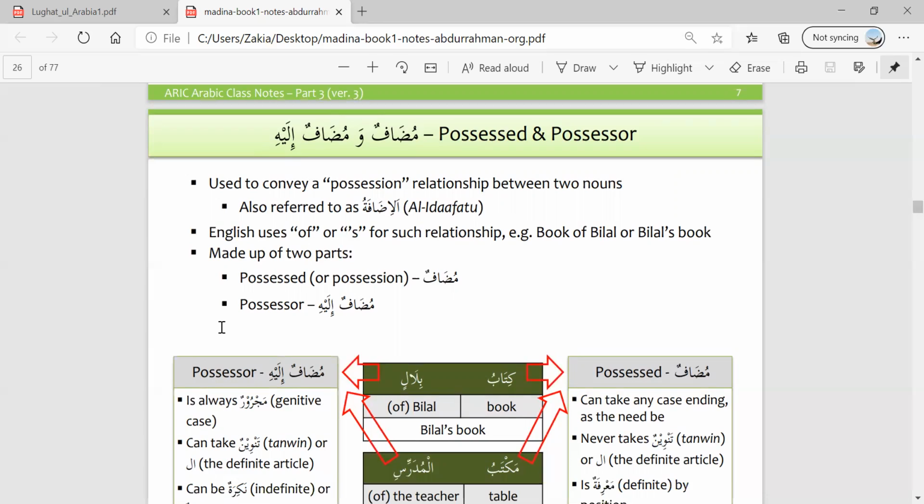A relationship between two nouns is also referred to as al-idafa. English uses of or 's in such relationships. So it basically means the book of Bilal or Bilal's book. So it is possessed. Who's the possessor? Bilal is the possessor of what? The book. So Bilal's book or the book of Bilal. It's made of two parts: the possessed, mudaf, and mudaf ilayh.